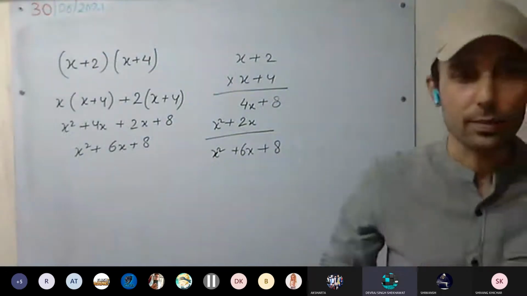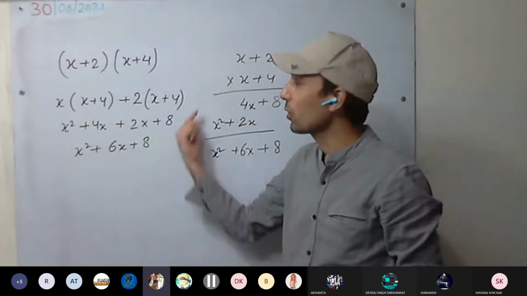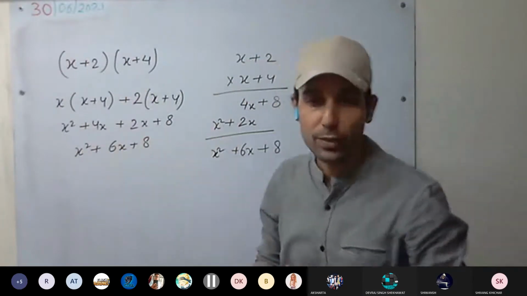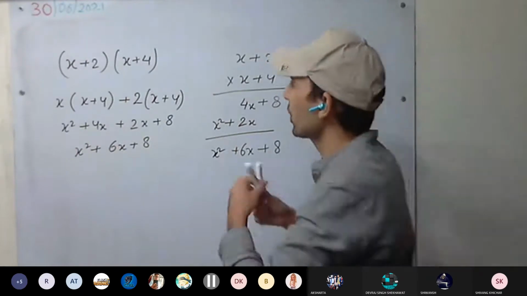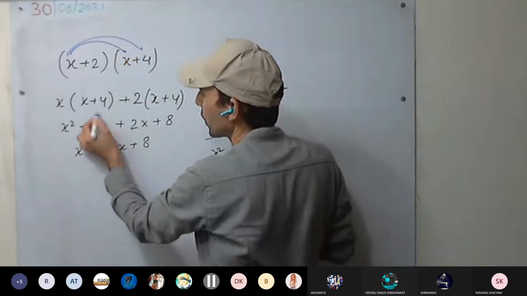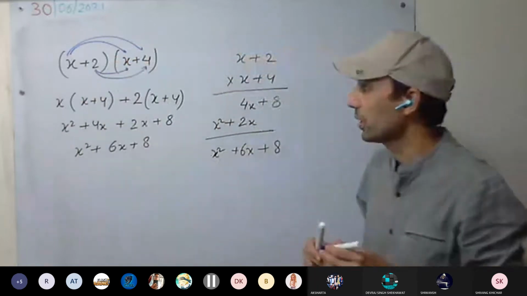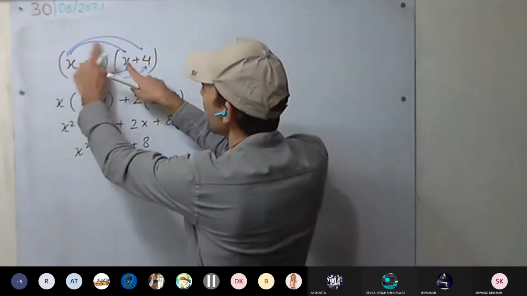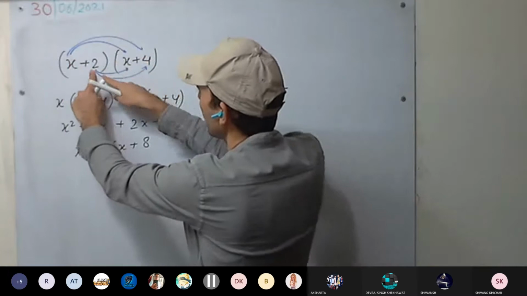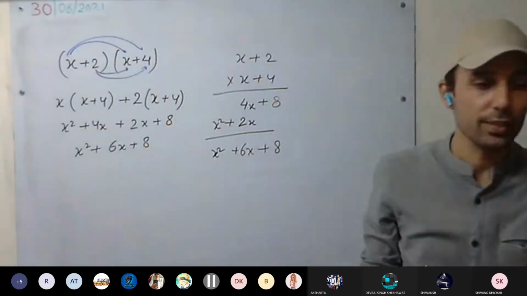Have you understood both methods? Mainly we'll be using this method. From now onwards we'll be using this method. Have you understood this one? What you are doing, see here: you are multiplying this x with this one and this one. We got this. Then you are multiplying 2 with this one and this. Understood? So x into x, x square, x into 4, 4x. Now 2 into x, 2x. 2 into 4, 8. Have you understood this one?